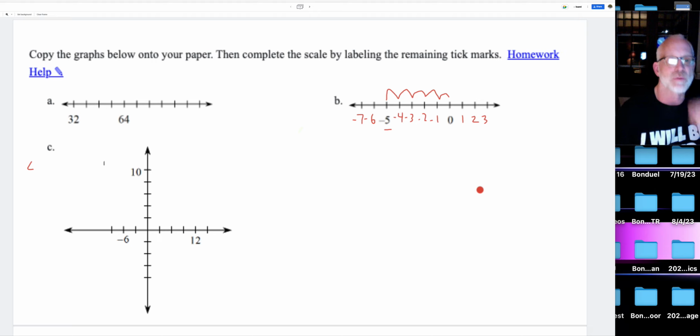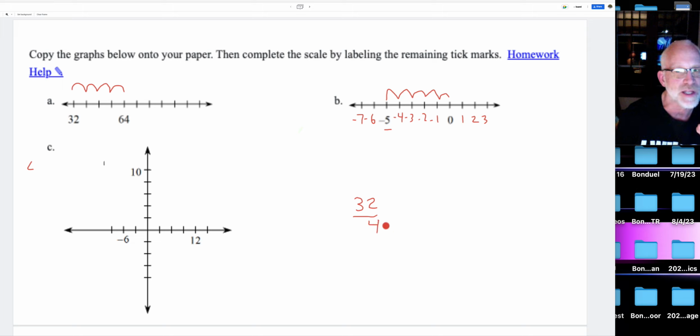Okay? And this one over here, this is tricky. It says it goes from 32 to 64. Okay? So then I said, well, it goes 1, 2, 3, 4. So it goes 32 spaces in 4 steps. So then I said, well, each step has to be 8. Right? I went 32 divided by 4, and I got 8.